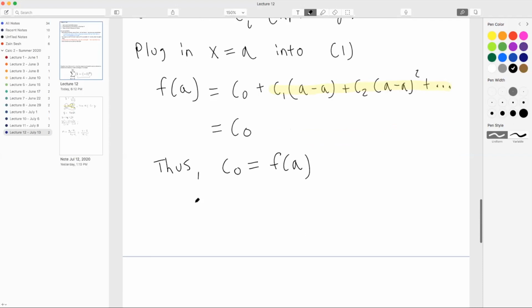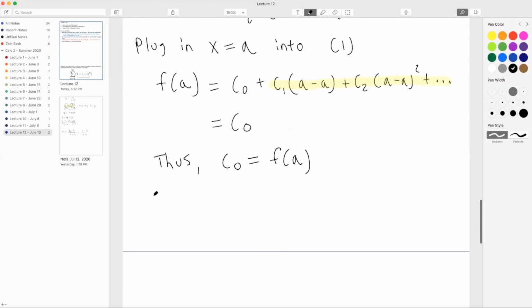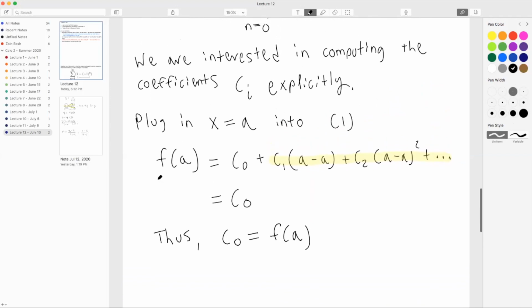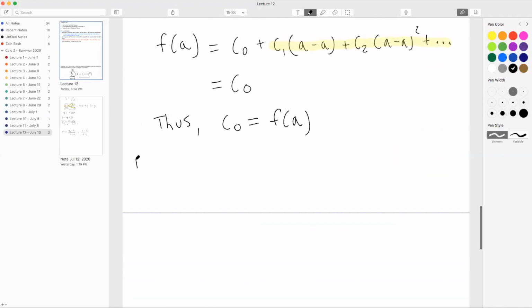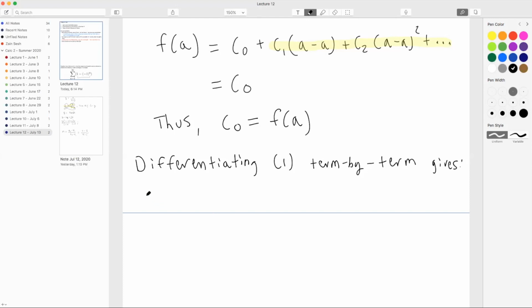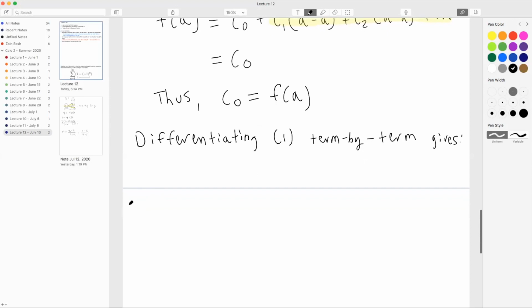So how about finding c1? How do we do this? Well, let's try differentiating equation 1 term by term and see what happens. This gives a new equation, which I'm going to call equation 2. I'm just going to take the derivative of both sides of equation 1.